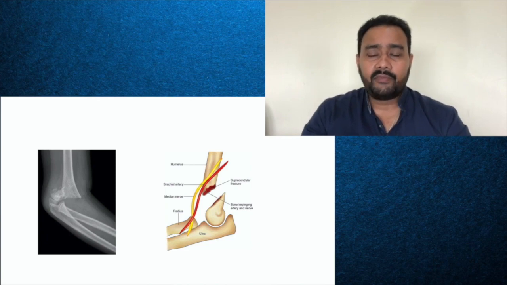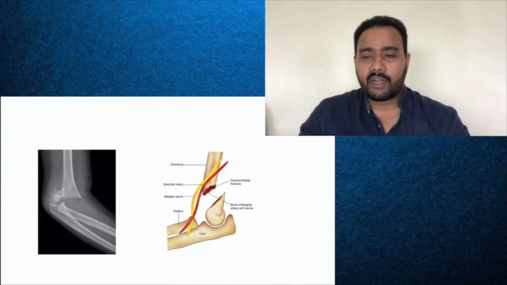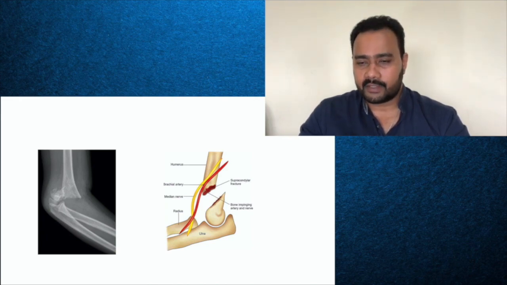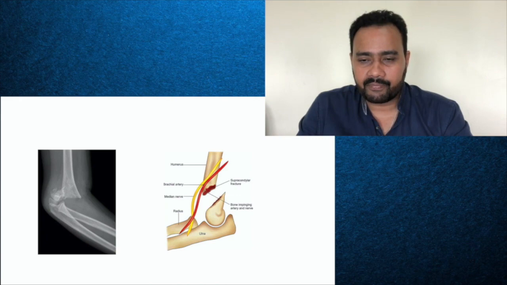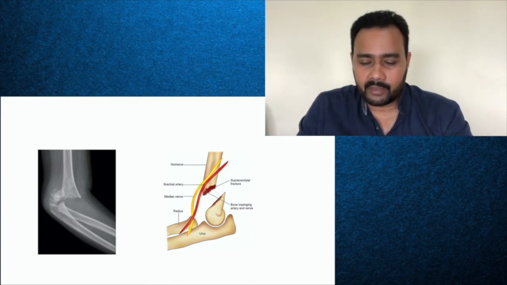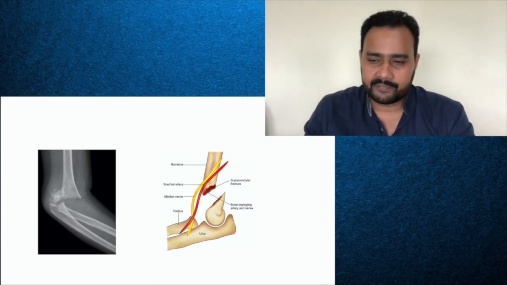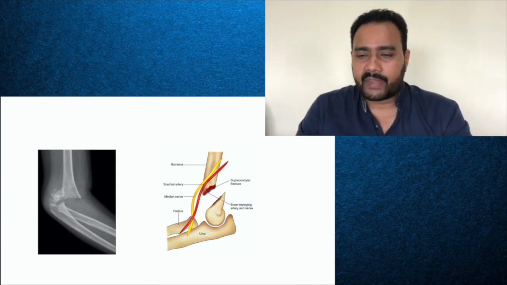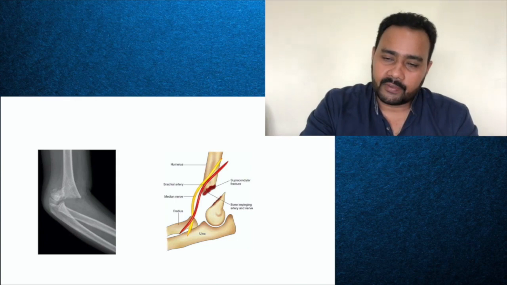If the brachial artery is injured or damaged, what will happen? The blood supply to the forearm will be affected. So if kinking is causing loss of pulse, then we have to manipulate the fracture and reduce it. Okay. So that is the important thing about this.